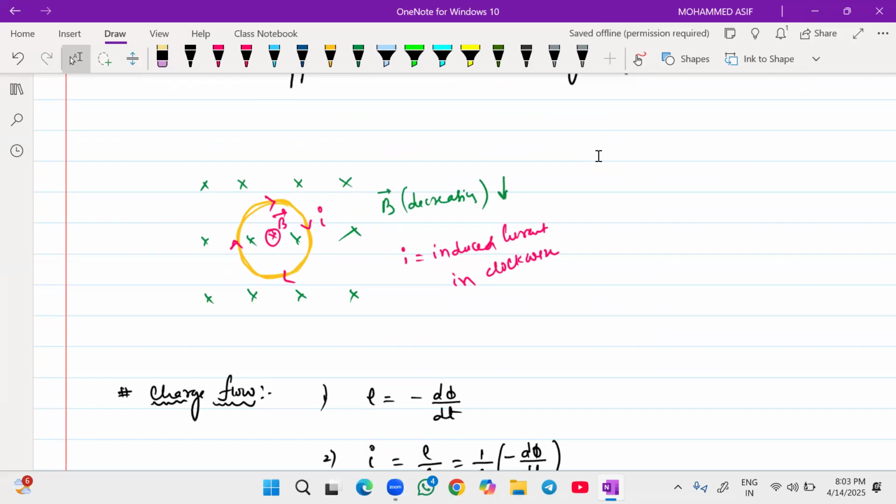Just keep in mind that whenever you're calculating the direction, it should always be in the opposite direction. If the magnetic field is increasing, it will not allow it to increase. If it is decreasing, it will not allow it to decrease. The magnetic field may be inward or outward, that depends upon the situation of your problem. Am I clear?